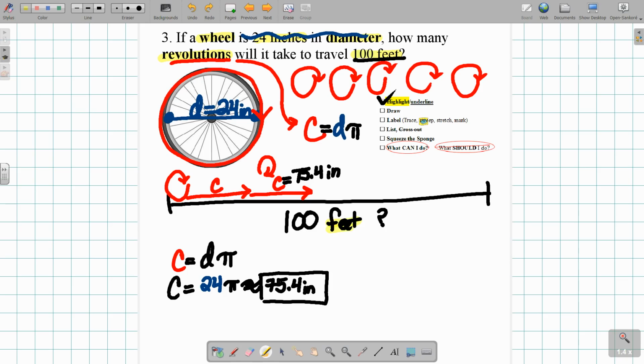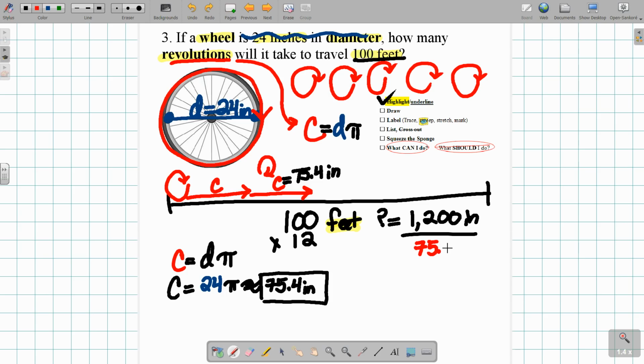But our distance is in feet. So before you crunch those numbers with the 75.4 going into 100, you convert before you crunch. So we're going to take this into inches. We're going to times it by 12. So 100 feet becomes 1,200 inches. And I'm asking how many circumferences or revolutions go into that.